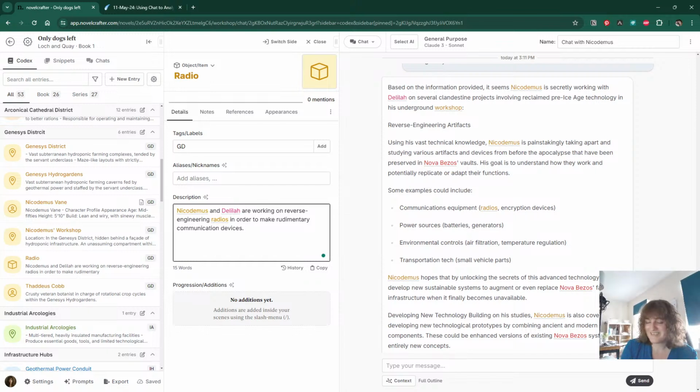Oh, I'm glad you're enjoying using Novelcrafter. This has been a game changer for me. Since starting using it, and that was less than a year ago, I'm just like, oh, I'm in love.